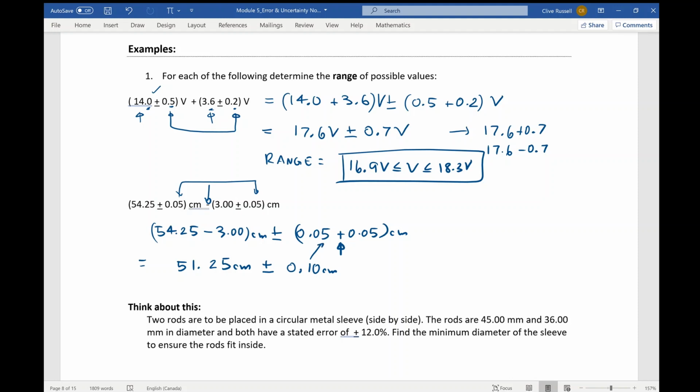Hence, our range now, you know how to do this already. So we're going to have that our value, let's call this D. So we know that D is going to be between two values. The lower value is going to be 51.25 minus 0.10, which is 51.15 centimeters, and our upper limit is going to be 51.25 plus 0.10, which is 51.35 centimeters.